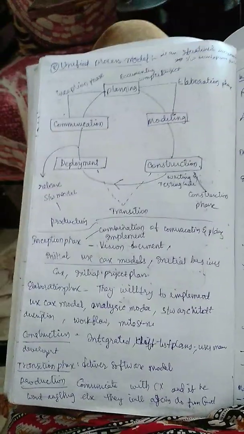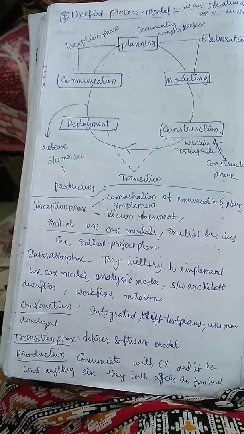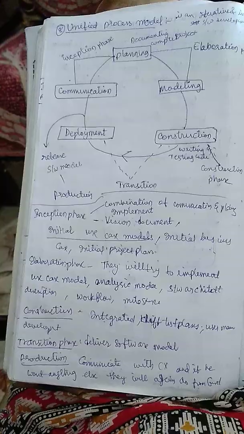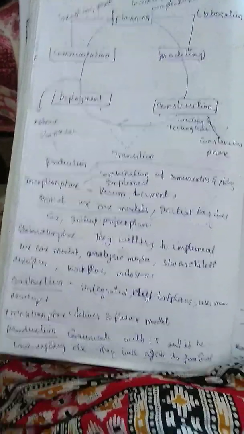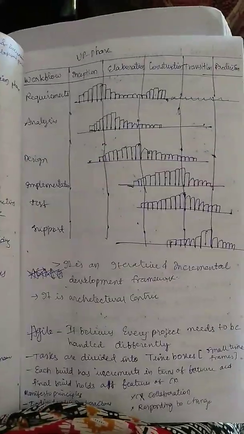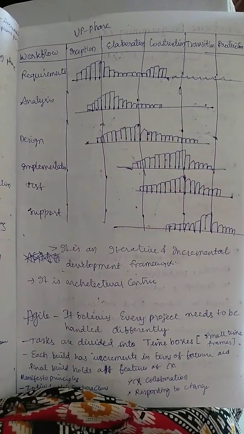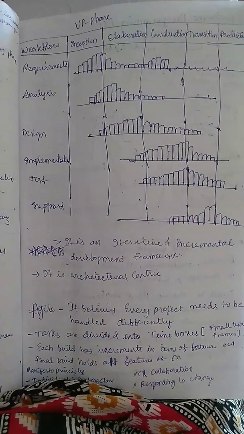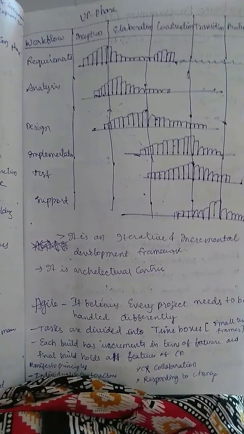Okay, like, we will see the graph of the unified process phases. How will the customer requirements be, how will the workflow be, how will the analysis, design, implementation, test, and support be, we will see in this graph. Okay, here you go with the graph. First you'll take the workflow: inception, elaboration, construction, transition, and production on the top row, and in the left column you'll take the requirements, analysis, design, implement, test, support.